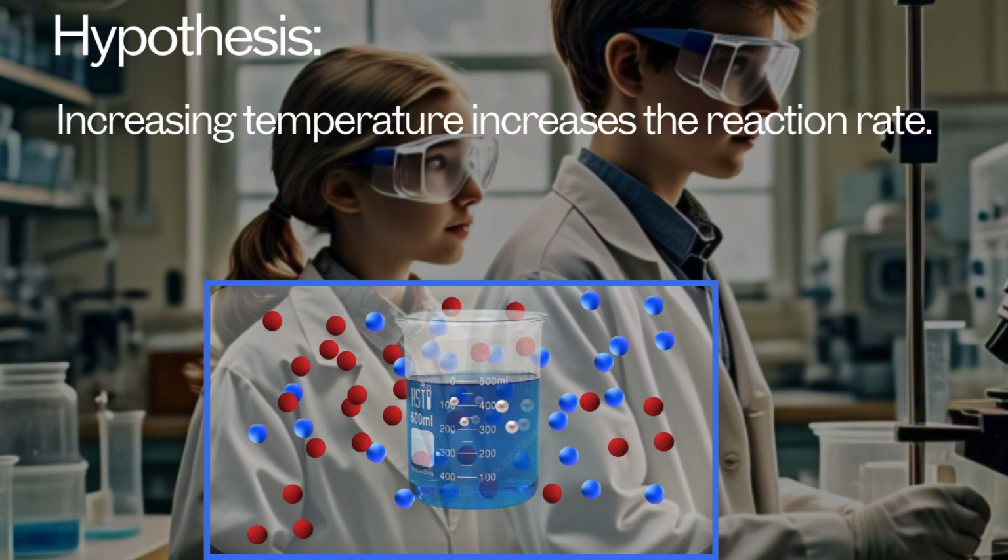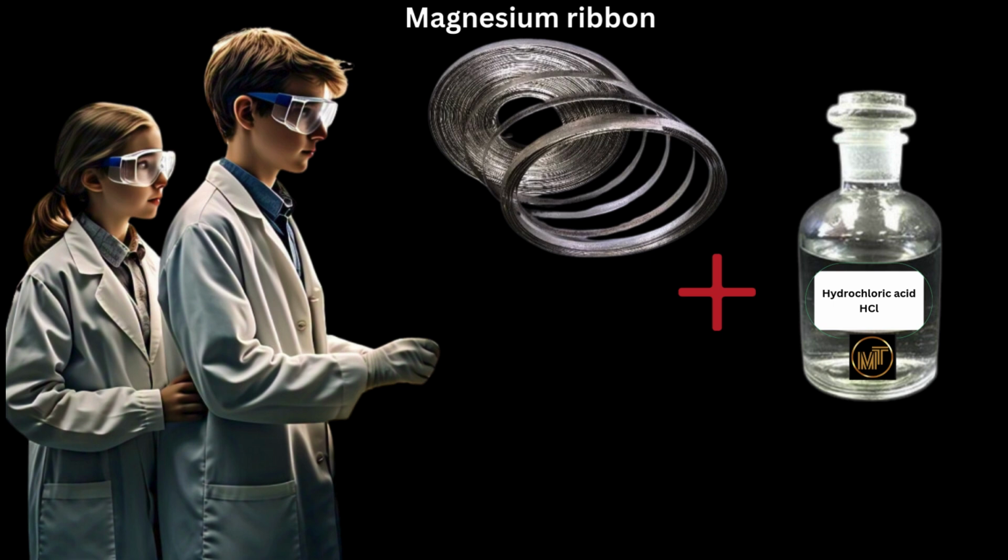Increasing temperature increases the reaction rate. The next step is to choose the right type of investigation. The purpose of the investigation is to determine the effect of temperature on the rate of reaction. So, they chose magnesium ribbon and hydrochloric acid reaction as their chemicals to investigate.